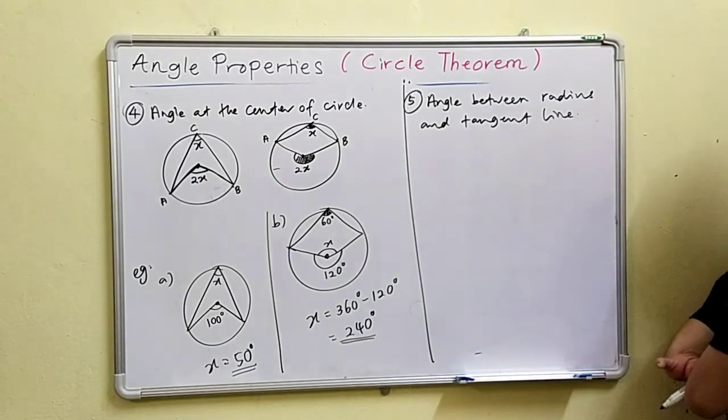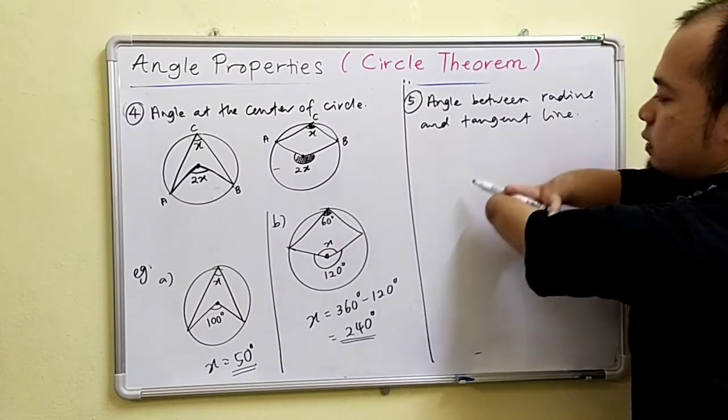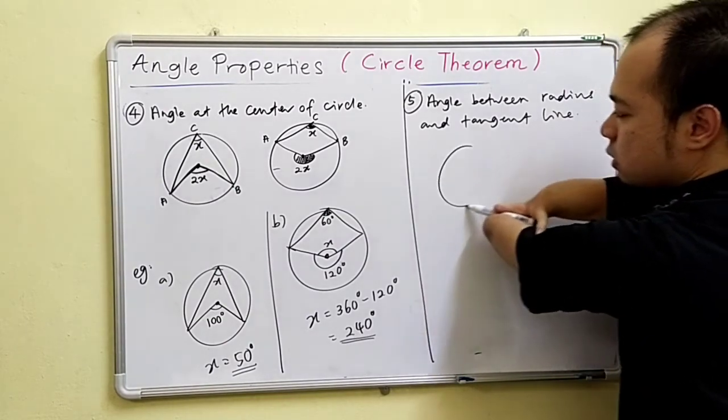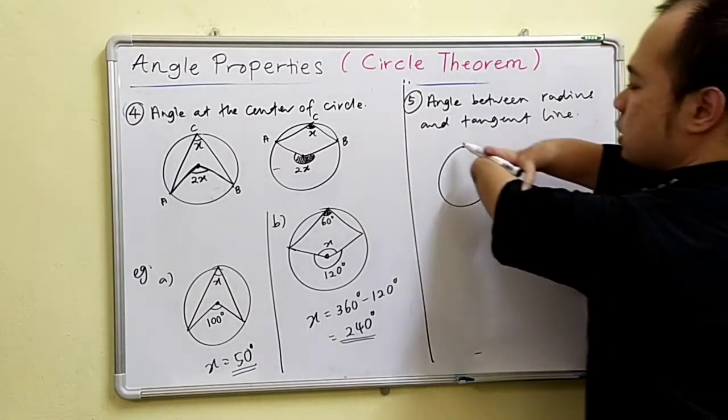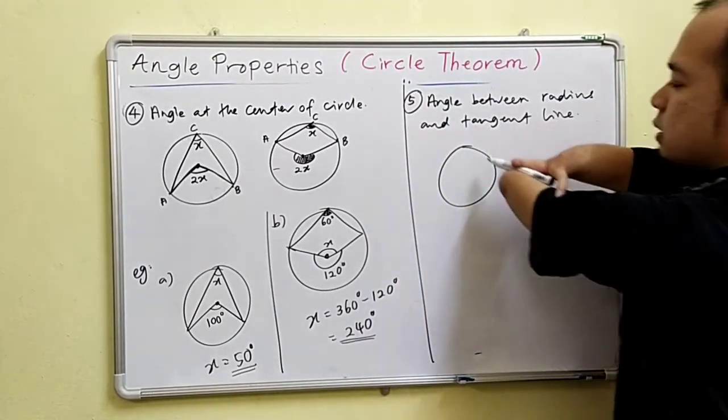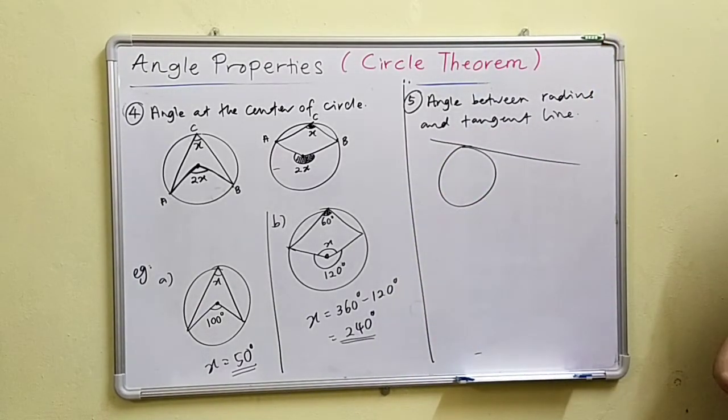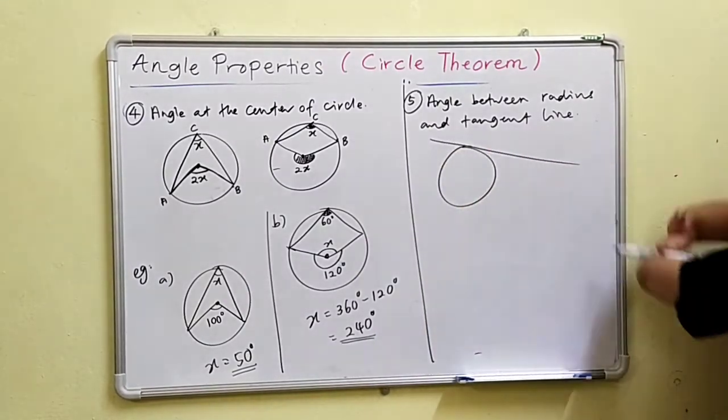Radius and tangent line. How does it look like? Just like this. Let's say I have a circle. Then what does it mean by tangent line? This is the tangent line. It must touch the circumference.